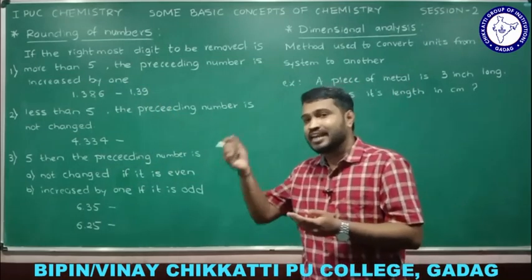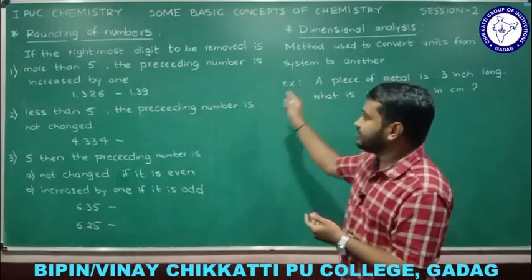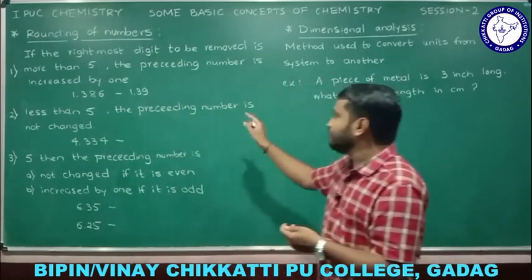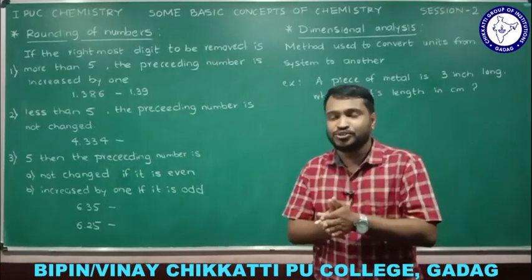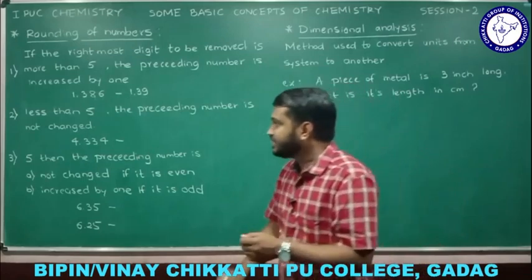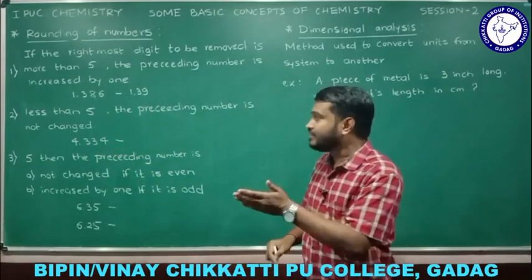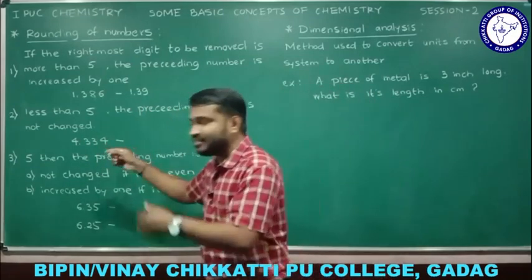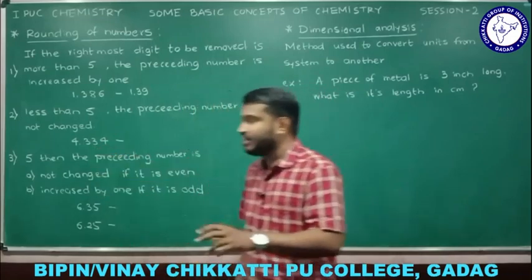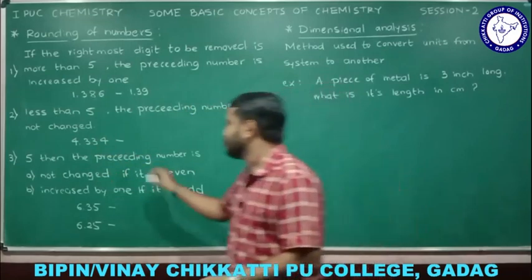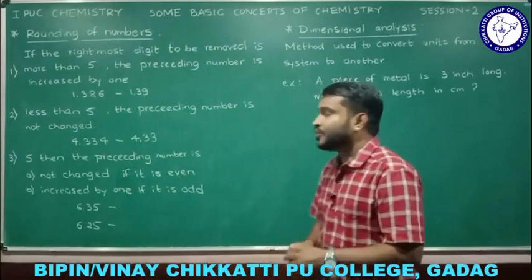If the last number is less than 5, see the rule: the rightmost digit to be removed is less than 5, and the preceding number is not changed. You have to keep the preceding number as it is. You should not increase or decrease it. So see the example, 4.334. I am going to remove the last number, that is 4, and 4 is less than 5. So since 4 is less than 5, the preceding number, which is 3, I am not supposed to change. Therefore the rounding of this will be 4.33.